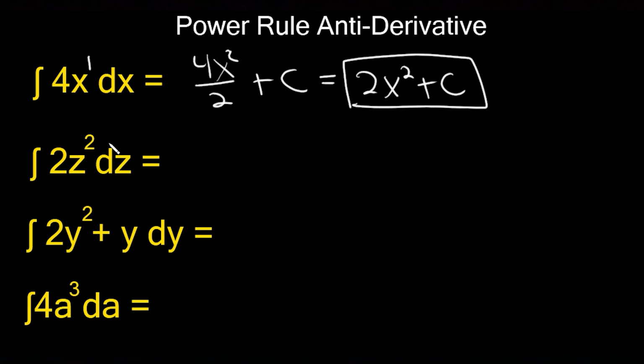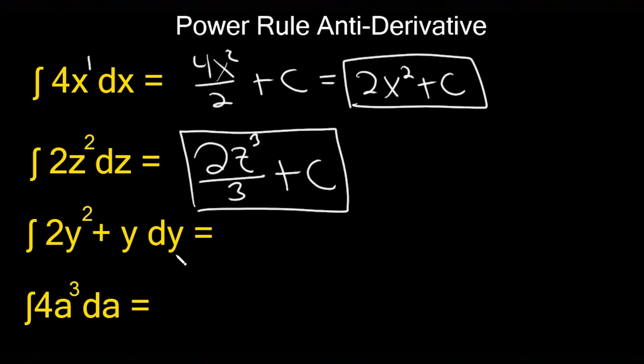Okay, let's go ahead and try another one. This one here is in respect to z. That's why we have dz, right? So I'm going to, again, add 1 here and then put that number on the denominator. You get 2z to the third power all over 3. Add the constant of integration, so plus c, and there you go. You're done, right? Nothing else I can do there.